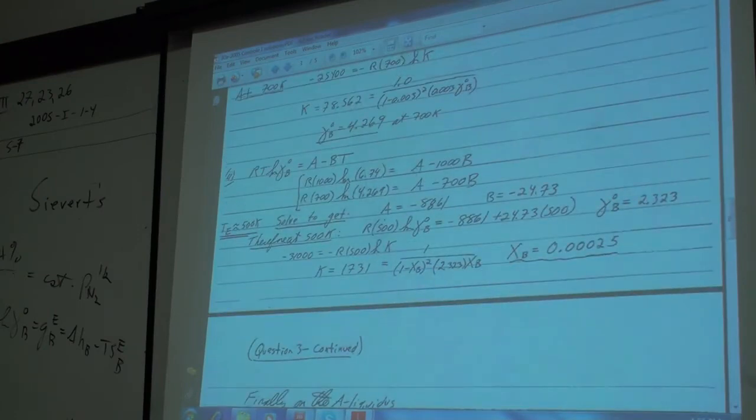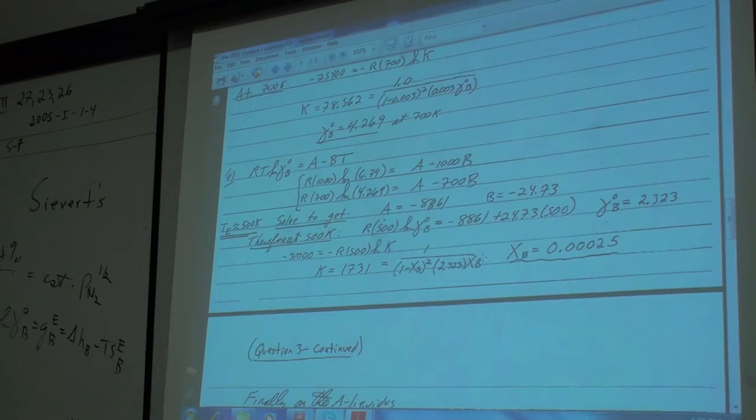RT log gamma. So I've got the Henry activity coefficient. I know the Henry activity coefficient at 1,000 is 6.74, and I know it at 700, it's 4.269. So that permits me to make this linear equation, and I extrapolate this same equation down linearly and solve it at 500 degrees to get the activity coefficient at 500. Then the equilibrium constant is the activity divided by that. Putting this number in here.